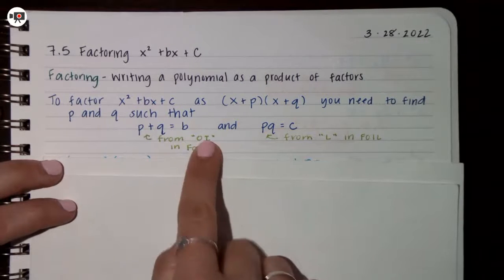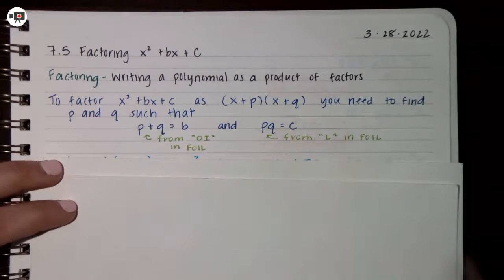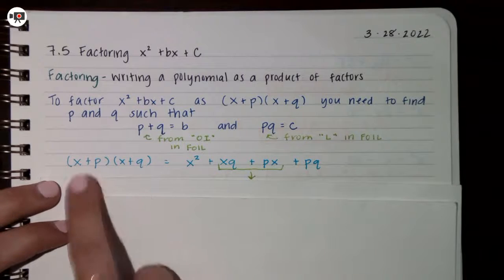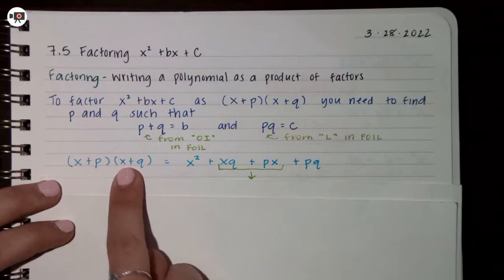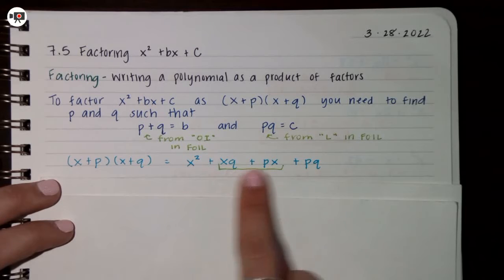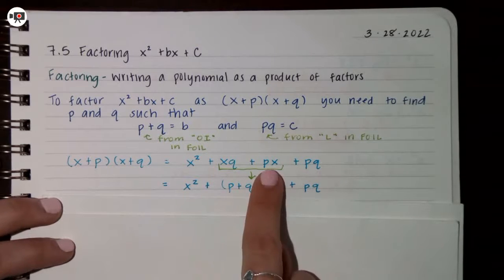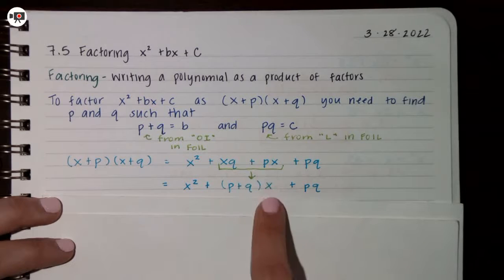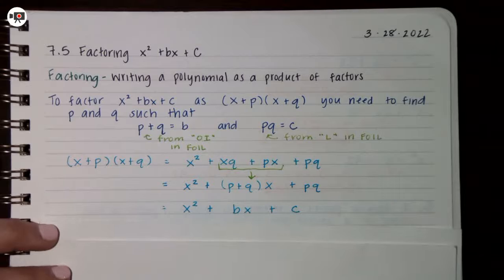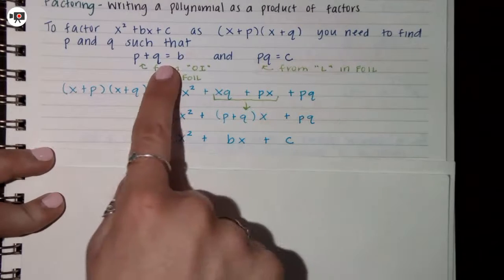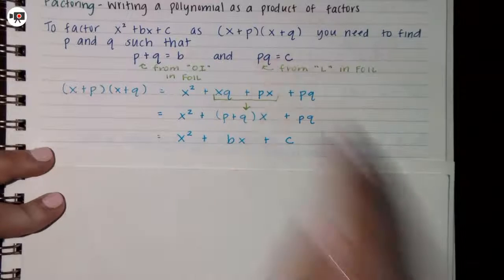So these come from the middle portions of FOIL, and these come from the last portions in FOIL. So you can see this written out with letters. (x plus p) times (x plus q) is x squared plus qx plus px plus pq. These each have an x term, and they're being added, so I can pull out the x and add them together. And we know that p plus q is b, and p times q is c.